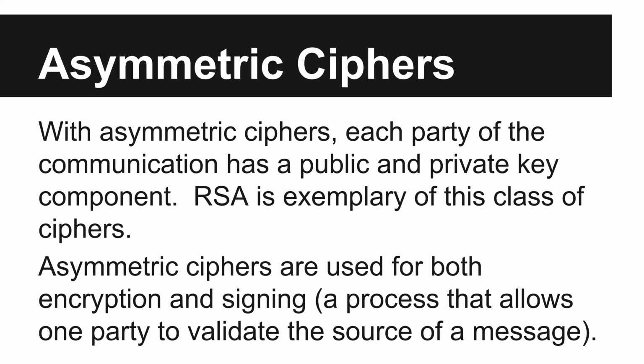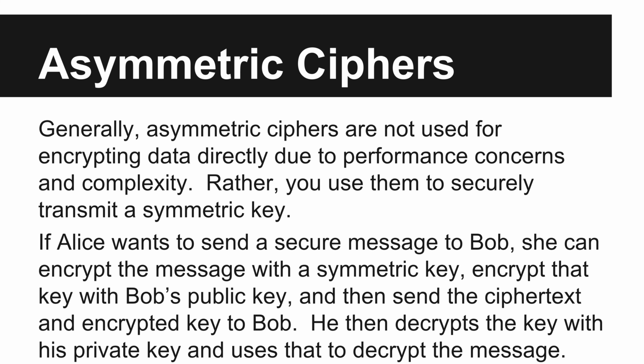Asymmetric ciphers are quite a bit different. With these, each party has a public key and a private key, often called a key pair. RSA is a common example of this class of ciphers. Asymmetric ciphers are used both for encryption and for signing, a process that allows one party to validate that a message originated from another. Generally, these are not used for encrypting bulk data directly. This is due to performance concerns and complexity.